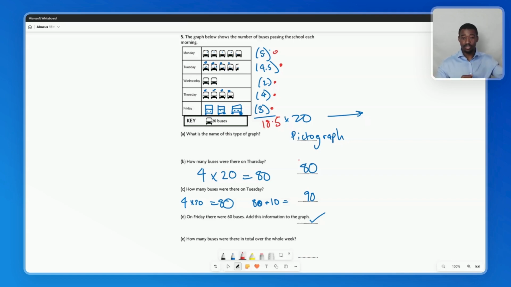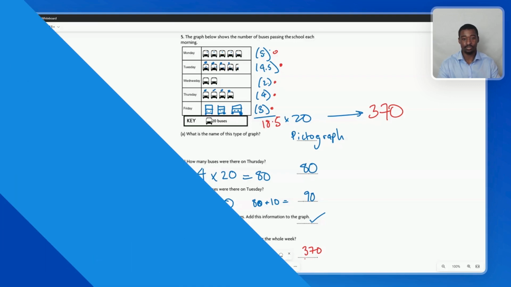So we have 360, and then we have 0.5 times 20, which is half of 20, 10. So we have 360 plus the 10, 370. So it should be 370 buses over the entire week. And that is our answer.